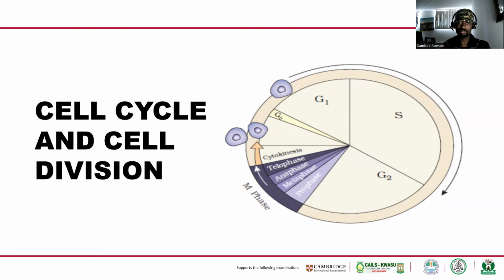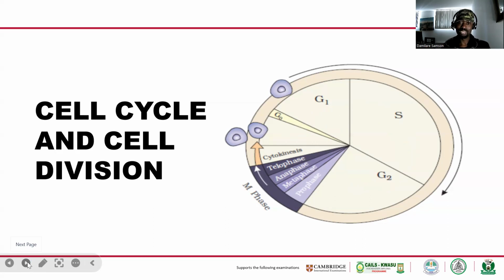Now, the G0, the G1, the S phase, and the G2 phase, they are all the interphase. Because from the explanation, interphase is assumed to be the resting phase. So we say it's a resting phase, but it's not a resting phase, because a lot of things go on during interphase, which we don't know, and it involves a lot of processes.